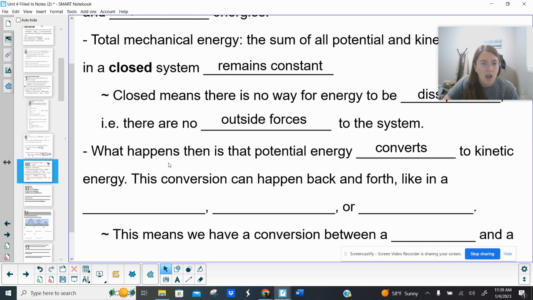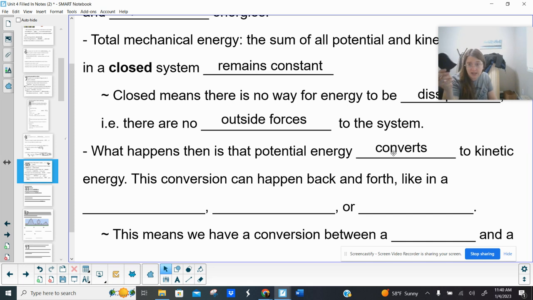Oh, I forgot to do this one. What happens then is that the potential energy converts to kinetic. So if I define my system to be the bird and the Earth, currently my system has energy. What kind of energy does it currently have? Potential, because I am holding the bird at a height off of the ground. So this system has potential energy. Once I drop it, what did I convert that potential energy to? Kinetic. It converted into motion, yeah?